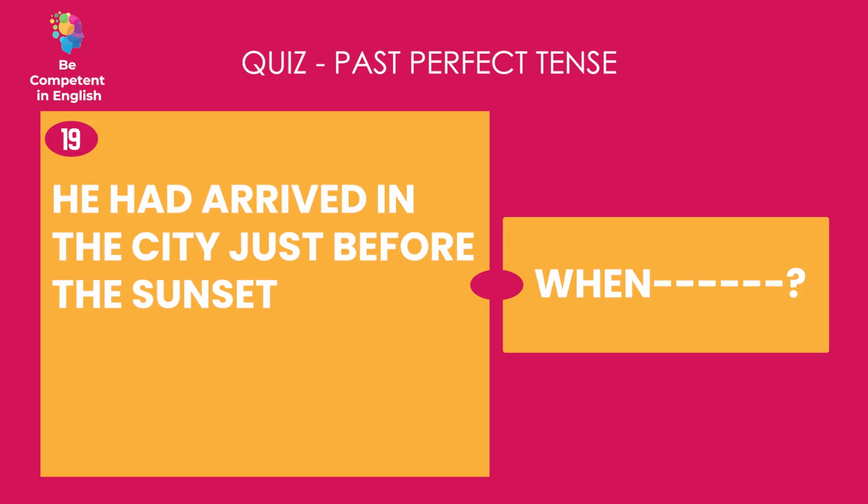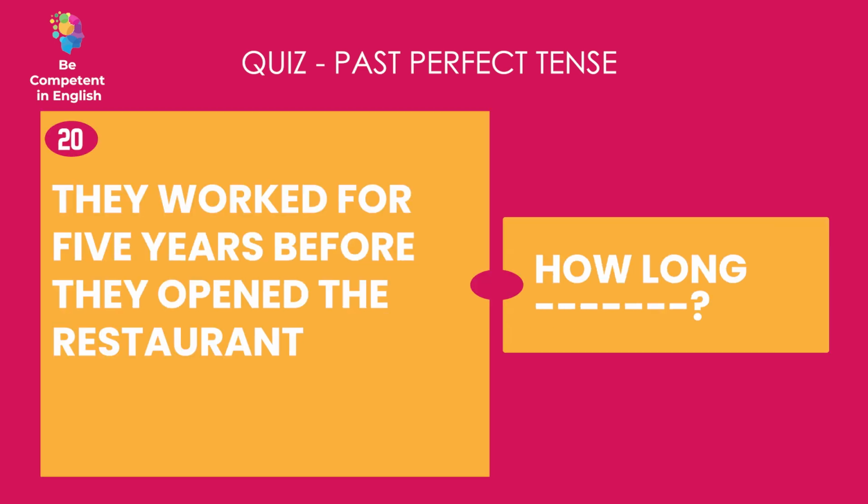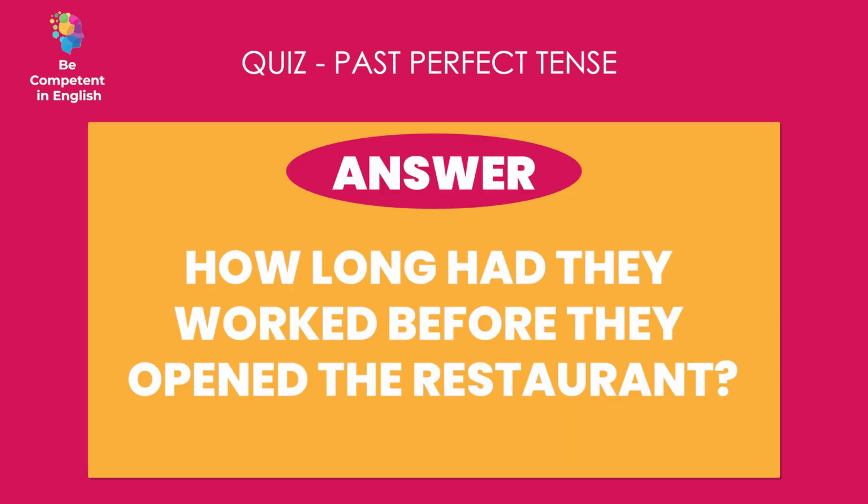Number 19. He had arrived in the city just before the sun set. Your questions start with when. When had he arrived in the city? Number 20. They worked for 5 years before they opened the restaurant. Your questions start with how long. How long had they worked before they opened the restaurant?